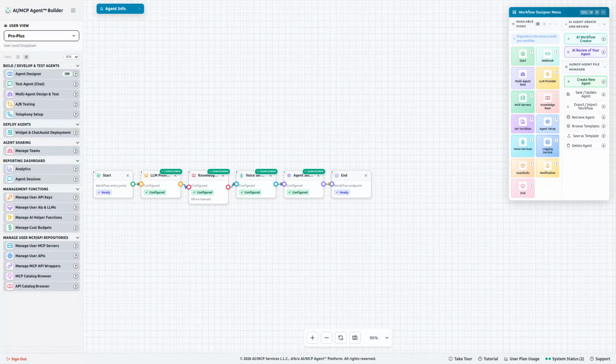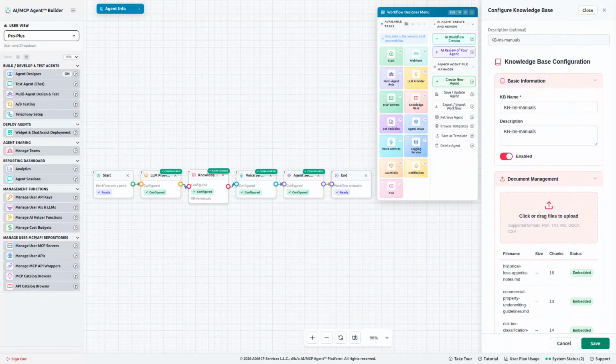Here's the agent in the Visual Designer. Every solution is a workflow. Read left to right. It starts, connects to a language model, draws on a knowledge base of underwriting manuals, adds a voice services task so it can also speak and listen, follows its triage instructions, and returns a routing recommendation. There's no code. Each capability is a task. You drop onto the canvas and configure.